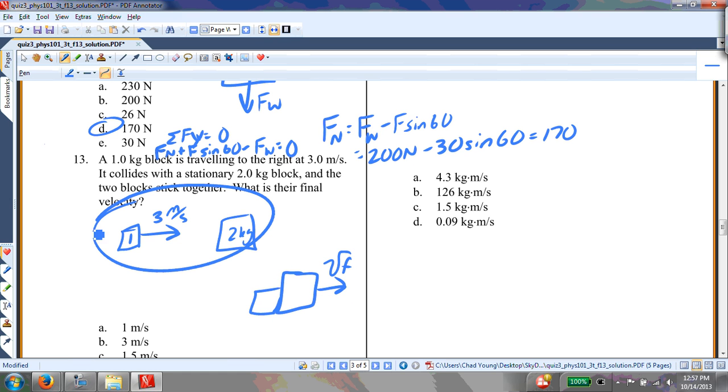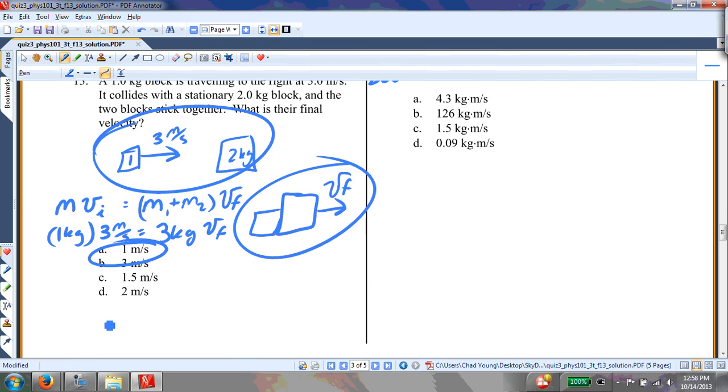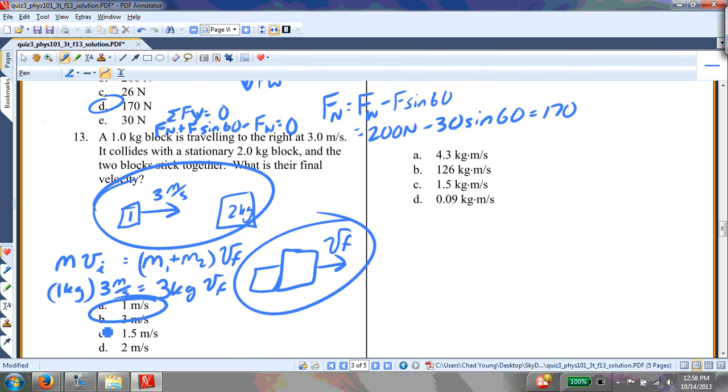I know the momentum of this system has to equal the momentum of this system. Up top, the momentum is just from the first block, so it's just the mass times the initial velocity, which is 1 kilogram times 3 meters per second. That has to equal the mass of the bottom, which is M1 plus M2, times V final. They're both going to have the same final velocity. That's 3 kilograms times VF. Solving for VF, I get 1 meter per second. That is A for number 13.